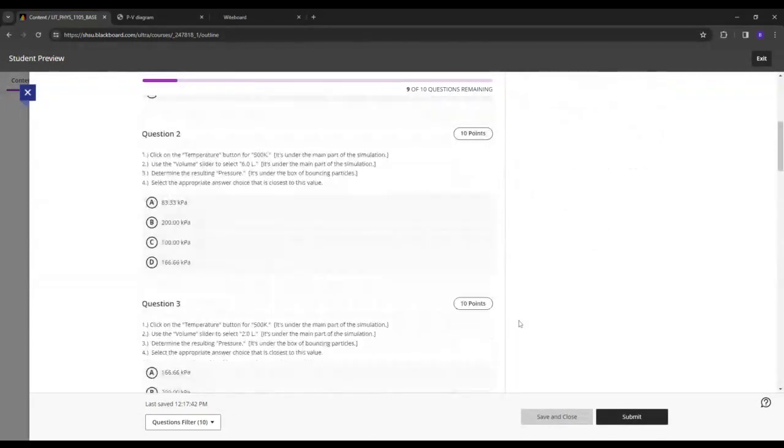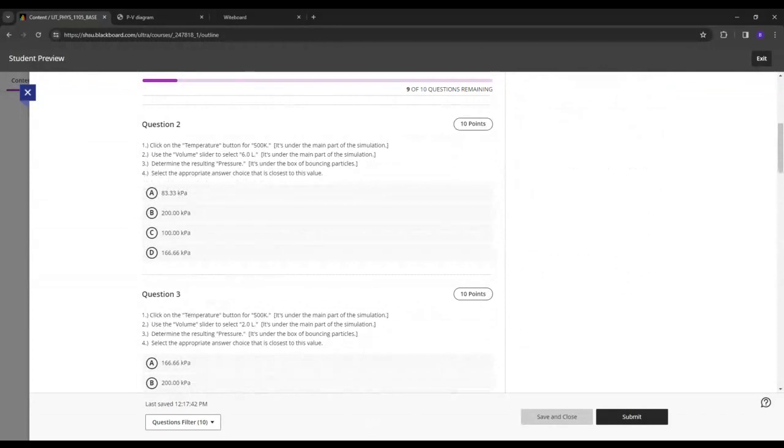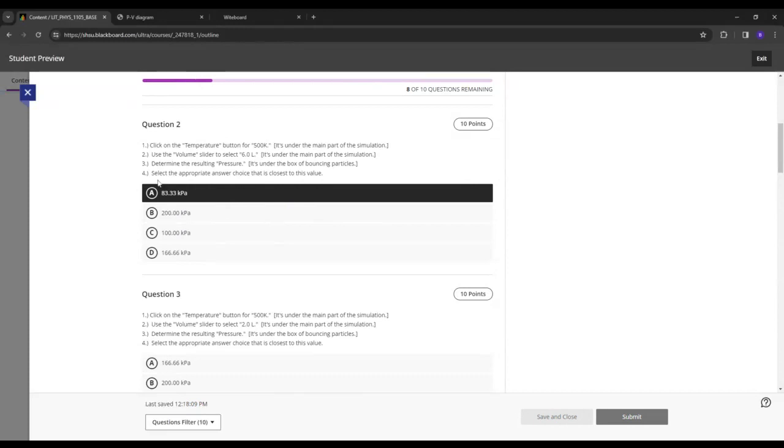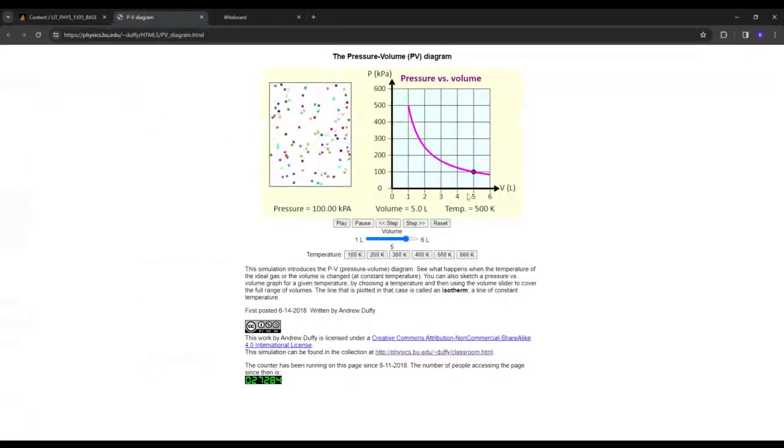Okay, so we want to see what's going to happen now. We're going to keep the same 500 Kelvin, and then we want to change the volume to 6 liters. Now, we talked about this a minute ago. If we're keeping the same temperature, and we give more space, then think about that. That's going to make the molecules less likely to bounce into each other. So it seems like that this is going to be our best choice. But let's look at it and see.